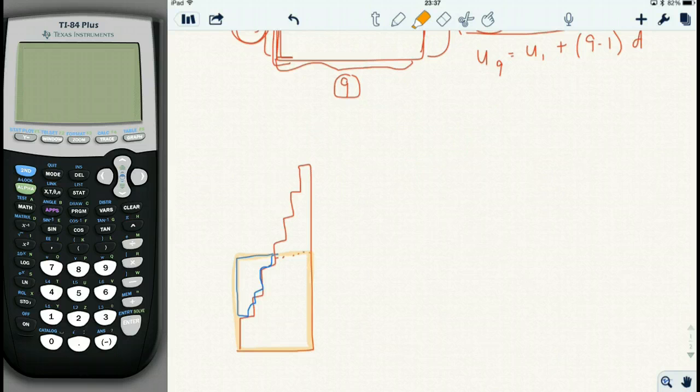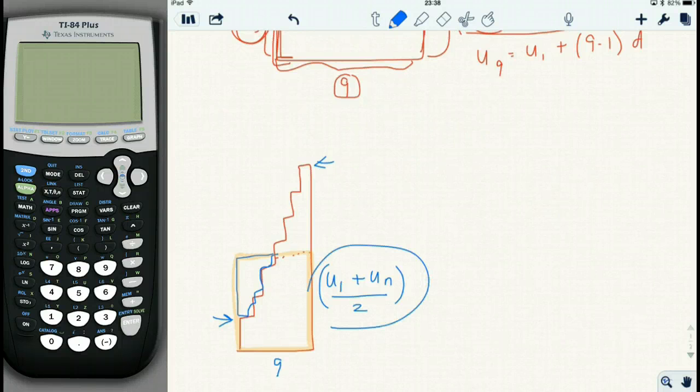Remember that the way you figured out the dimensions of this rectangle is the width is also 9, but for the height, you took the average between the small height and the large height. The way you found the average was you took the first term and the last term, u1 and u9, added them together and divided by 2. And then how do you find the area of this rectangle? Well, you just multiply this times 9. And remember, 9 is just n. It's n wide.